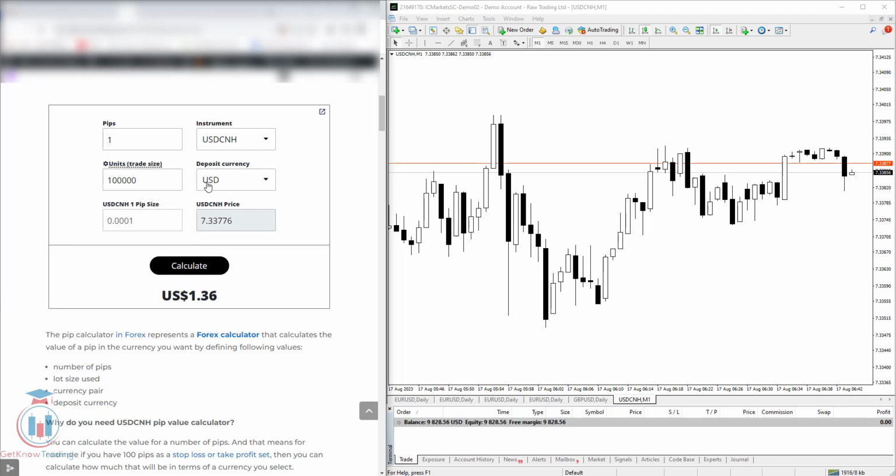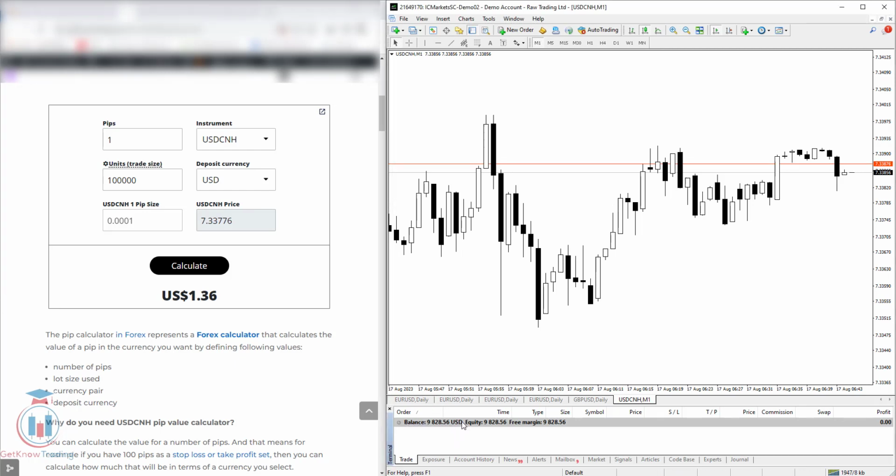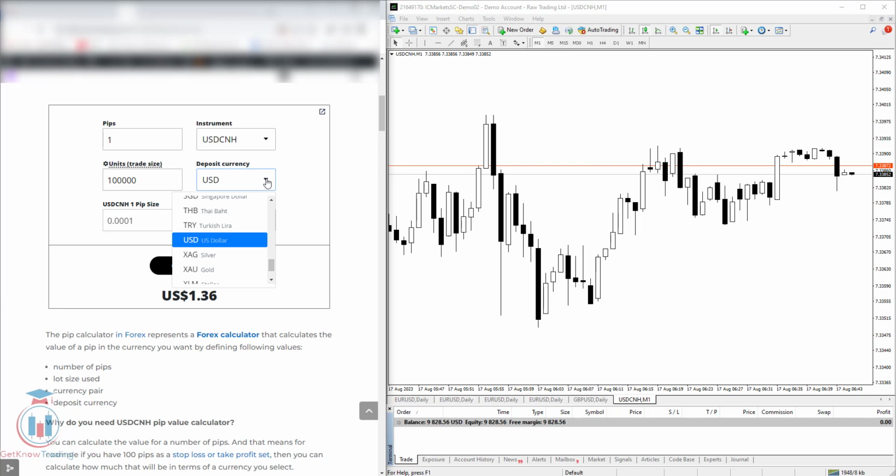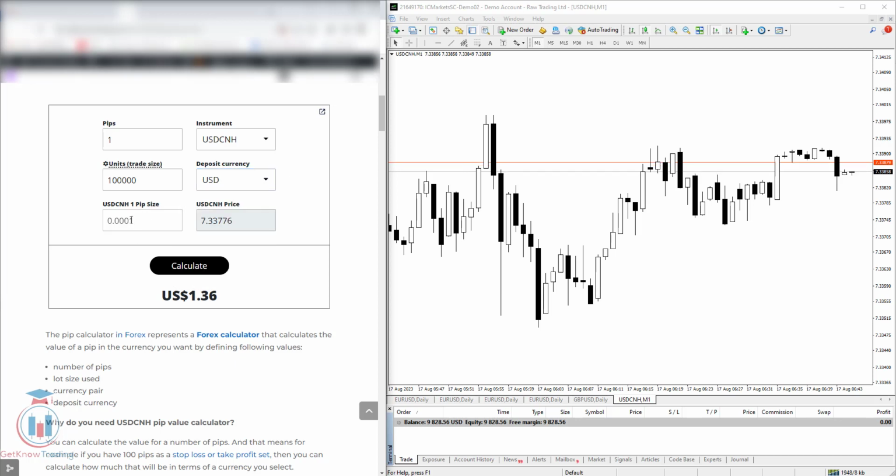Then you have here a deposit currency. That means which currency you have on your trading platform as a trading account currency. In my case, I have US dollar, so I have put here deposit currency to US dollar. If you would like to change to any other currency, you can simply go here and change that. Then you have here the US Chinese currency 1 pip size, which means 1 pip is equal to the 4th decimal point on the currency price.